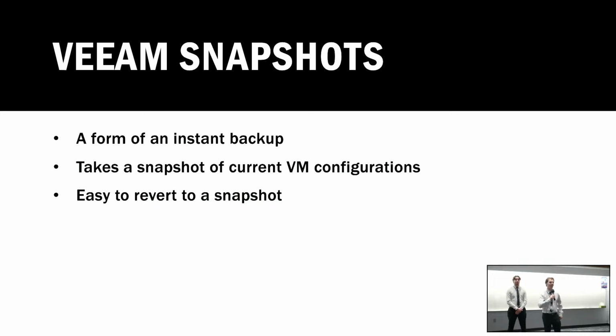Now, a snapshot is a form of an instant backup that takes the current configuration of the VM and stores it locally onto the Veeam server. And it's easy to revert back to a snapshot. All you have to do is go to the snapshot which you already created, right-click the offending server, and click Restore Snapshot. What it'll actually do is Veeam will go onto vCenter and delete the offending VM, and then it will recreate the VM from that point of the snapshot.